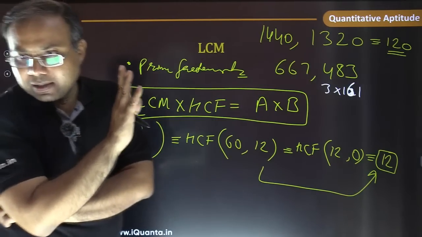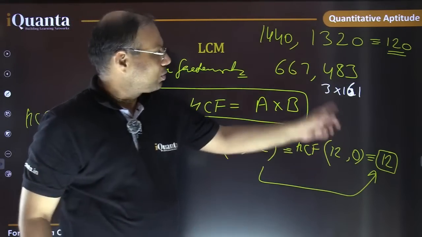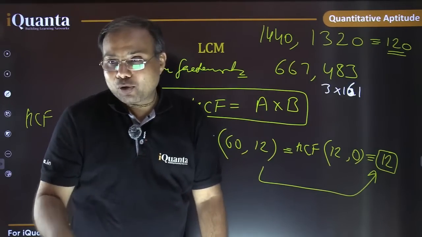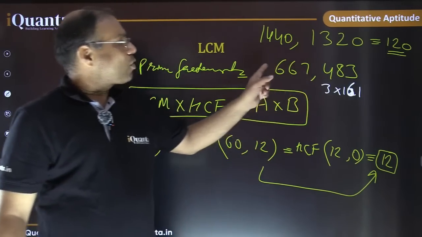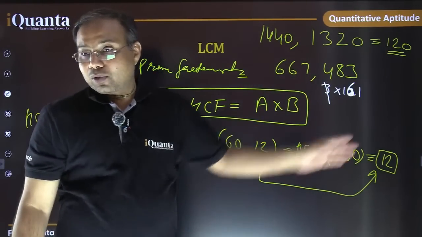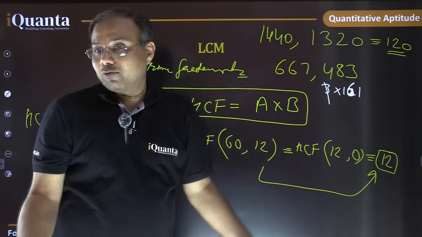Right? It's fine. Yes, that's true. 3 into 161. Now, I can do one more thing here. Certainly 3 cannot be part of HCF. So remove 3. 3 cannot be part of HCF. So remove 3 directly. What is the problem?